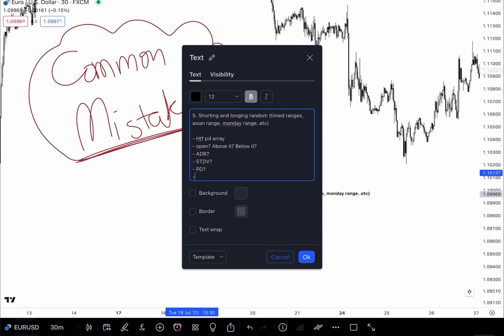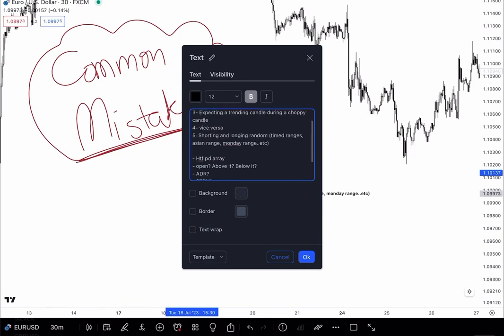High or low? What's the market profile? What is the market profile? If you just take the higher time frame PD array, and the open and the market profile, those three will save your life, right? These are the common mistakes that come to me at hand.